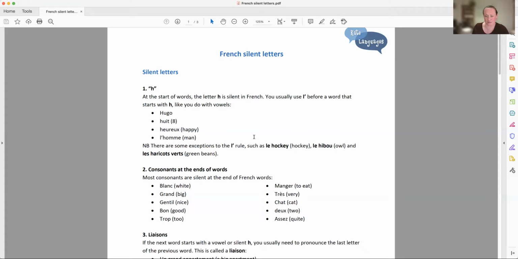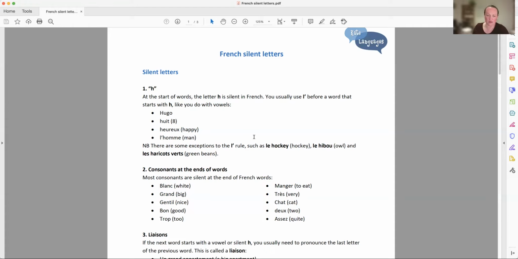Another great example that I just love, that you learn fairly quickly if you're doing phonics like this, is the word for owl: le hibou, which means owl, le hibou. And green beans, which is a really common one, and as a plural you say les haricots verts. Les haricots verts.